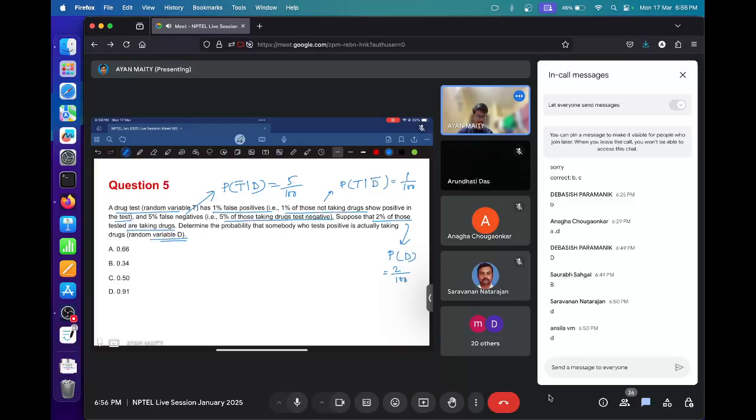And the probability that is asked in the question is the probability that somebody who tests positive is actually taking drugs. So given that somebody is tested positive, what is the probability that he or she is taking drugs? So probability of D given T, this is the probability that you have to compute. So now we will apply Bayes theorem on this.